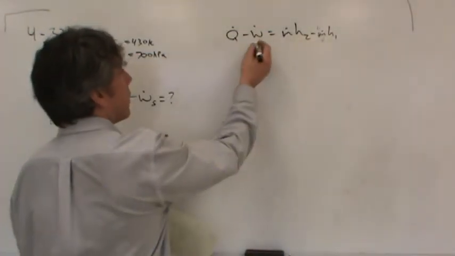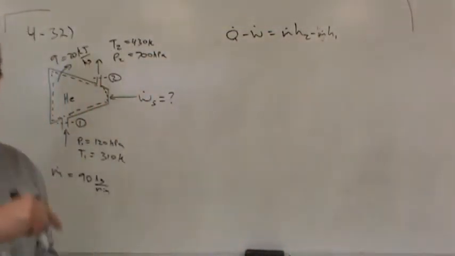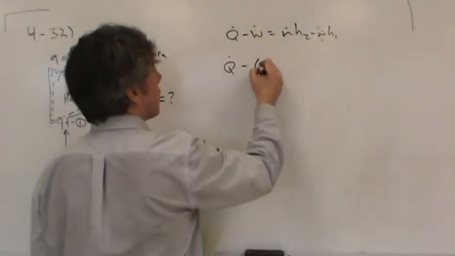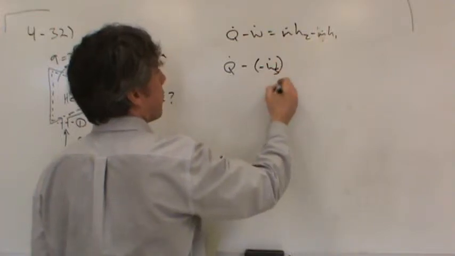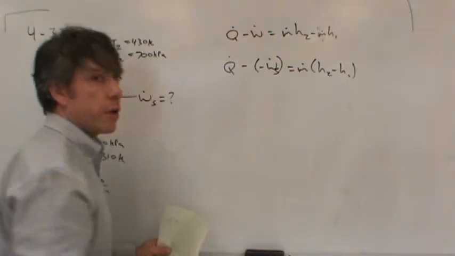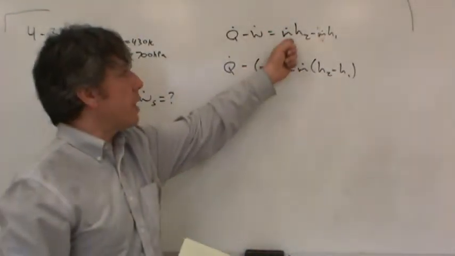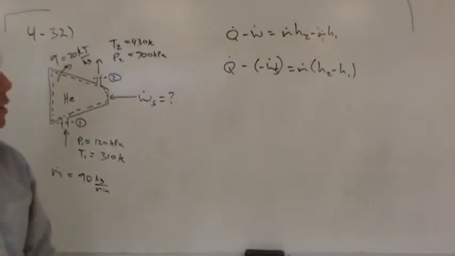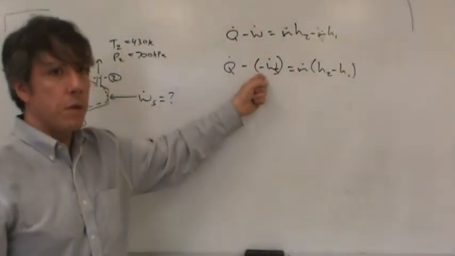So we wanted to find out how much shaft work. Well, work going into a system is negative, right? So Q dot less negative shaft power going in equals m dot times H2 less H1. I'm going to use an energy balance to say that the mass flow rate at the exit and entrance are equal. Right? Now, does this negative of a negative confuse you?